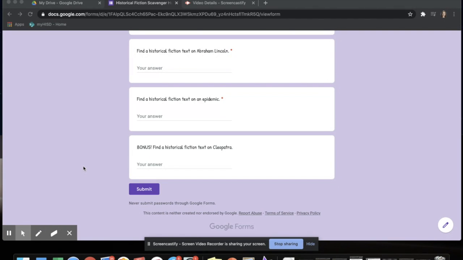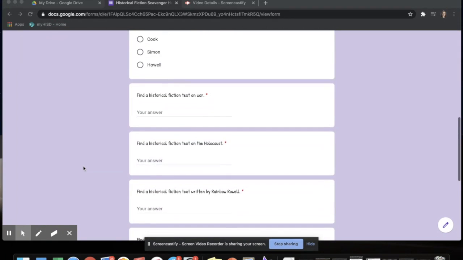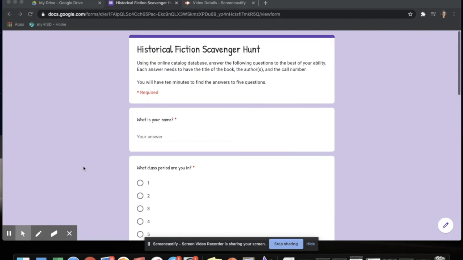This will allow them to navigate through the OPAC system, Destiny Discover, and really find a historical fiction book that matches all of these subjects.